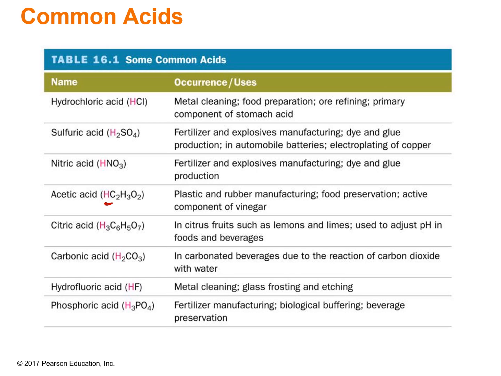Got citric acid, carbonic acid, that's in carbonated beverages. It's a combination of carbon dioxide when it mixes with water, produces carbonic acid. Hydrofluoric acid, this is for metal cleaning. It also can etch glass. So hydrofluoric acid cannot be stored in glass because it actually does etch the glass. And phosphoric acid gets used frequently for biological buffering and also food preservation and fertilizer manufacturing.